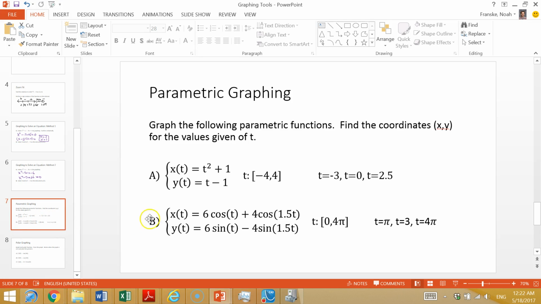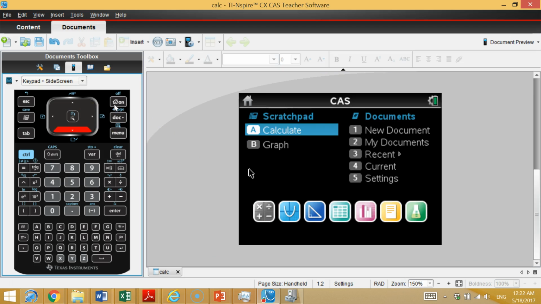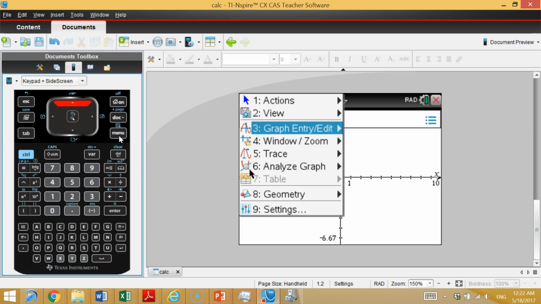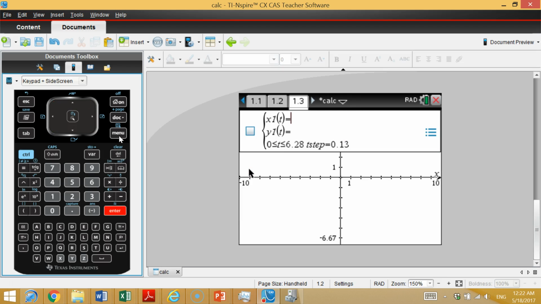So we're given this parametric equation. X is t squared plus 1, y is t minus 1, and t is going to go from -4 to 4. So let's see if we can graph this. I'm actually going to add a new graph for this. So I just hit on, I'm going to go to new graph. And what I'm going to do is I'm going to go to Menu, and I'm going to go to Graph Entry Edit, number 3, and I'm going to choose Parametric, because I'm graphing a parametric function.